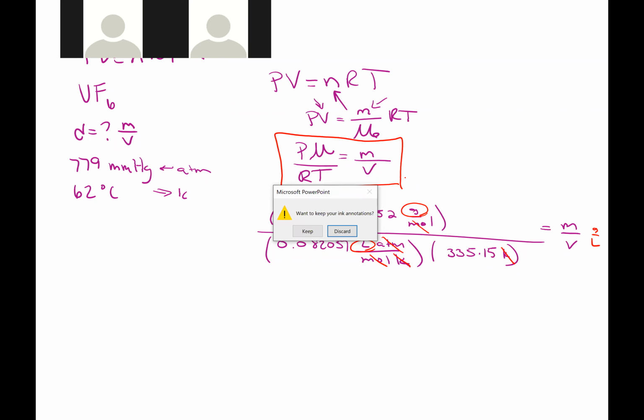So we could leave the density in grams per liter. Oh, that's what you do it for gases. It's grams per liter, not grams per mL, because they're so small and they occupy such a big space. The numbers are easier when you leave them in grams per liter.